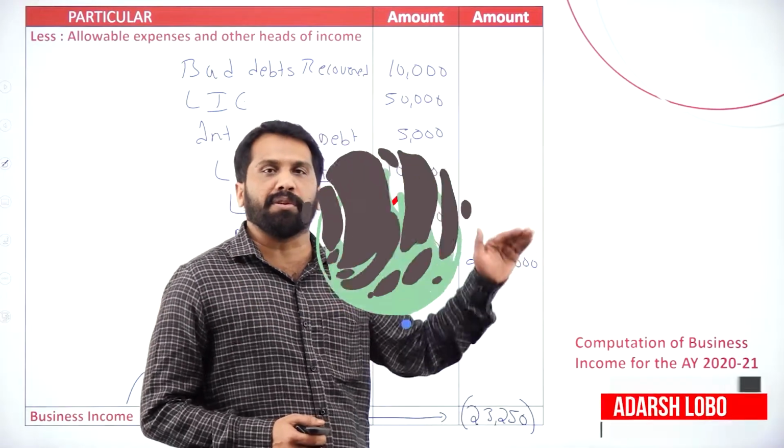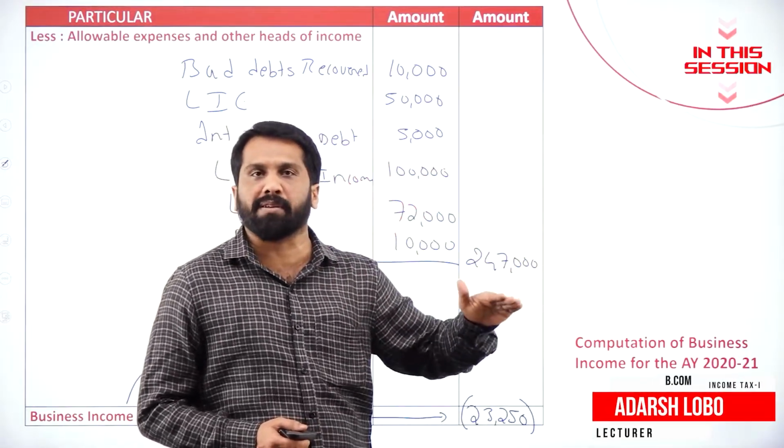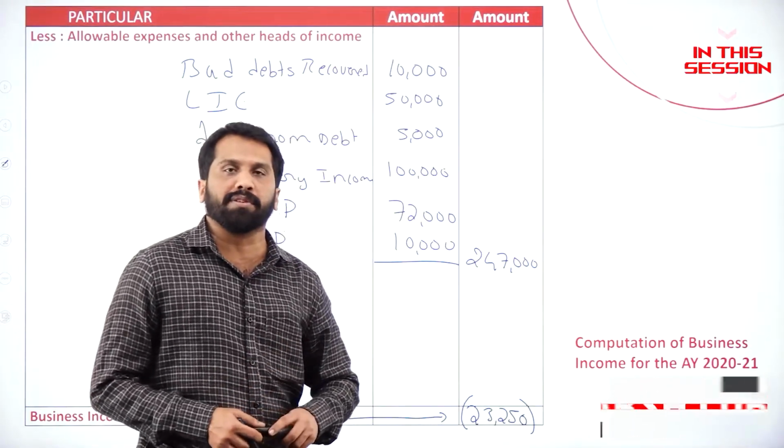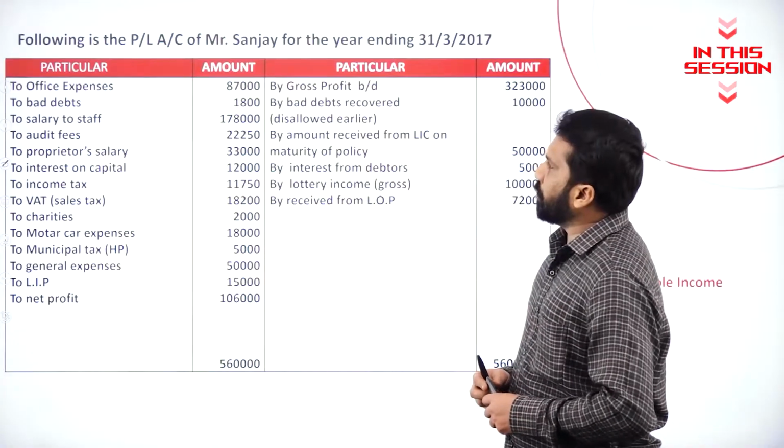This also you can do. You can take income from salary, house property and all. Add everything minus this one on the net income you are supposed to calculate. So these are the informations you have.